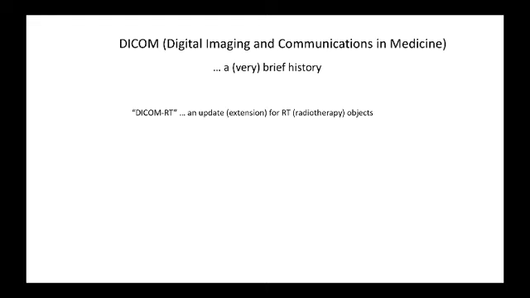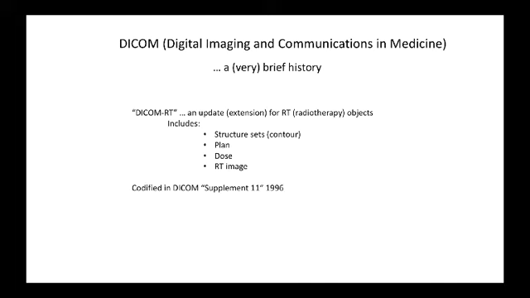systems. Now in the radiotherapy context, an important development was DICOM RT. That was an update, an extension for RT, radiotherapy objects. Those included the structure sets, so contours, the RT plan, the RT dose, the RT image. The RT image could be like a DRR or a radiograph. And this standard supplement was published in 1996, and it's become very useful. It started to be used in trials in 2003, and then by 2013, the NCI required that it's used in all trials. So it's also very supportive of the trial structure.